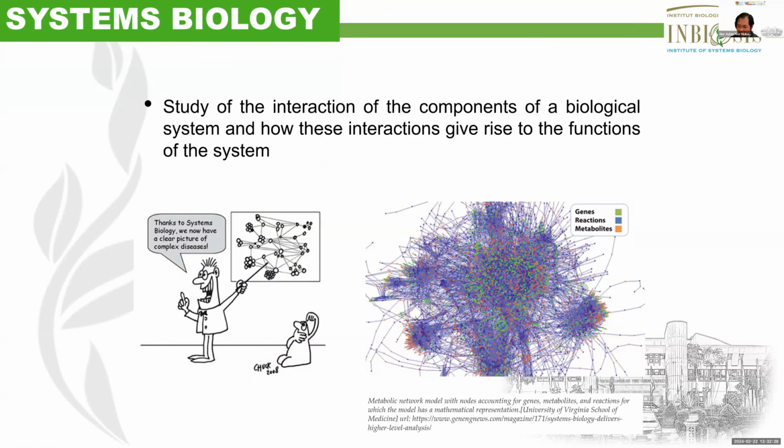From all of those databases, almost everyone can develop or create a bioinformatics project, a systems biology project, where we study the interaction of the components of a biological system and how this interaction gives rise to the system. On the right there is an example of what a metabolic network might look like. All the dots are the different molecules, which in this figure are genes and metabolites, and all the lines are the reactions that link these genes and metabolites together.